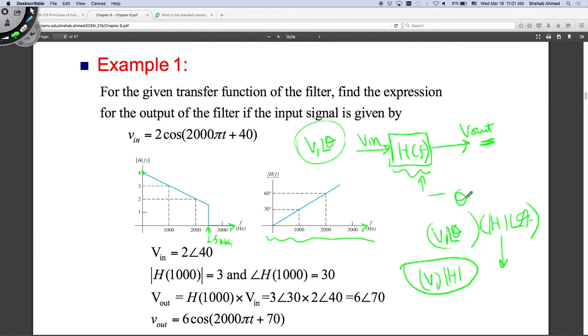It's theta, which is the angle of the input, plus, right? You're multiplying two complex numbers, so you multiply the magnitudes and you add the angles. So you add the angle, so it's plus theta f, f meaning it depends on frequency, because at every frequency, the angle of that transfer function is different.